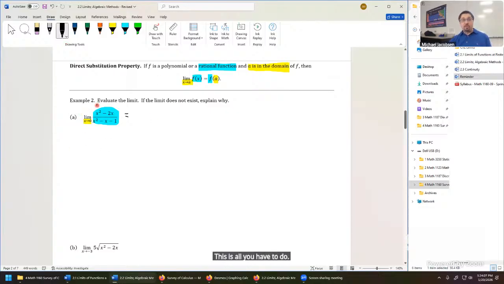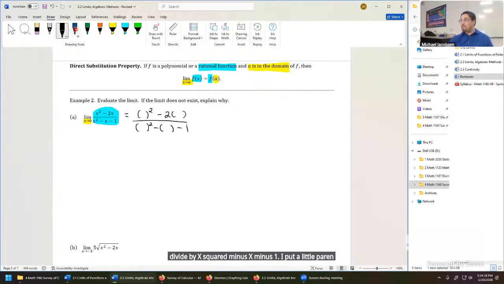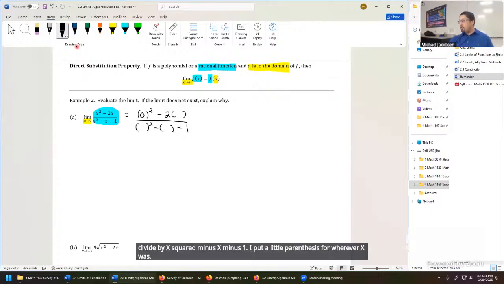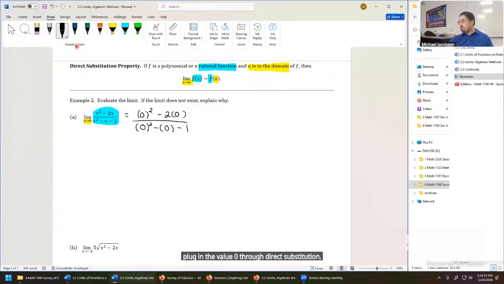So if you have a rational function, this is all you have to do. 0 is going to go in position of wherever x is. So here we have x squared minus 2 times x, divided by x squared minus x minus 1. I put a little parenthesis for wherever x was. Plug in the value 0 through direct substitution. Then just do the normal computation. This is 0 divided by -1, which results in 0. Our work is completely done right at that step.